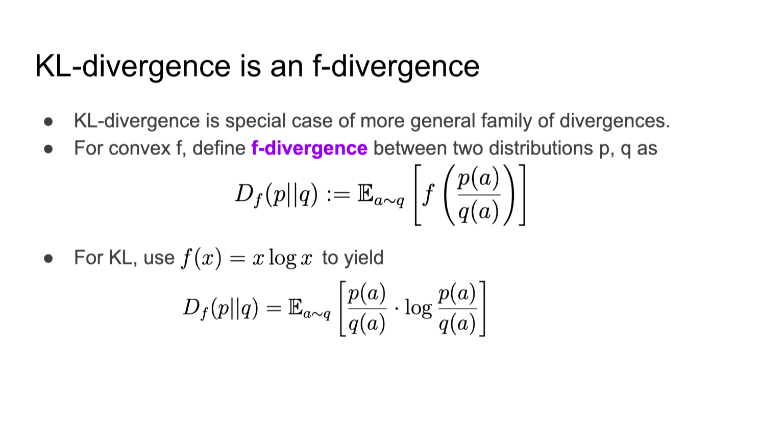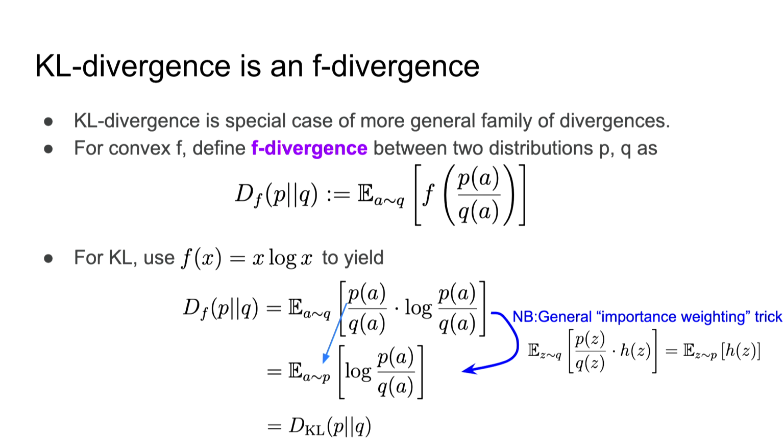So if you take x log x as f, now you have an expectation over Q of the density ratio times log density ratio. And then you have this nice simplification that happens because the Q in the expectation cancels with the Q in the denominator of the density ratio, and you're just left with an expectation over P. And now this is exactly the KL, right? The expectation over P of the log density ratio. So that's the KL divergence as an f divergence.